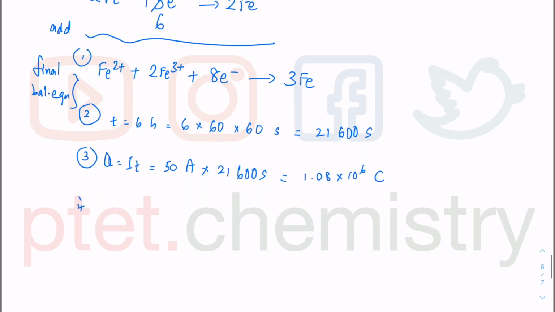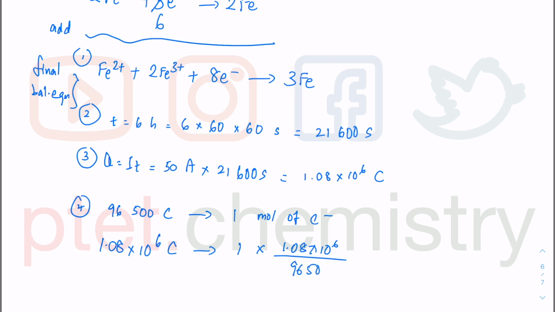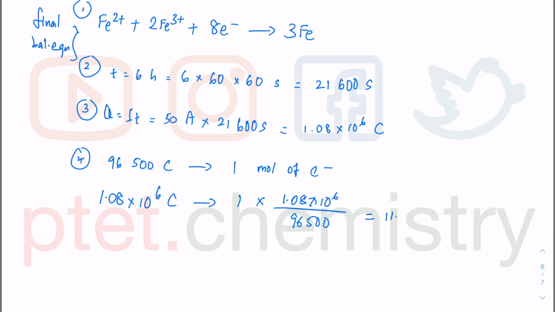Next up, I need to relate that to the Faraday constant. 96,500 coulombs is 1 mole of electrons, because the charge for 1 mole of electrons is 96,500 coulombs. If you look at the data booklet, it says 96,500 coulombs per mole of electrons. So in actuality, I have 1.08 times 10 to the 6 coulombs. How many moles of electrons is that? That's multiplied by that, divided by 96,500. This is the actual moles of electrons. Press that into a calculator and you can get 11.1917. This is moles of electrons.